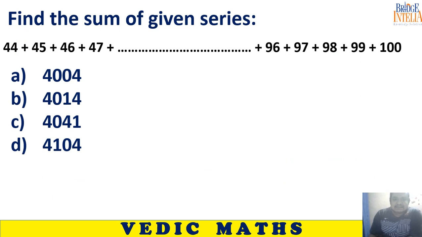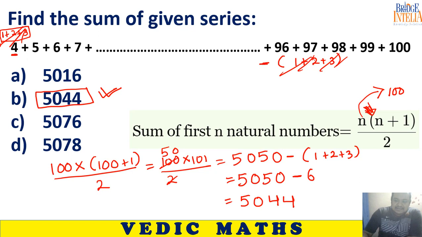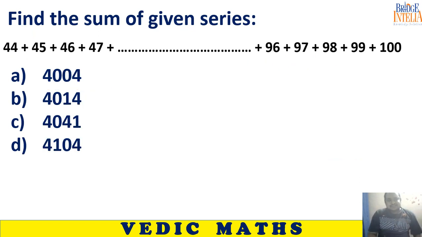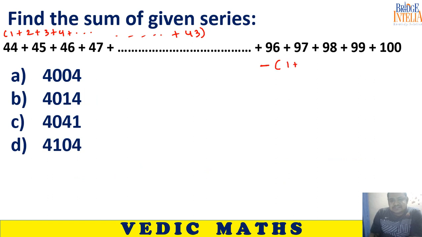Same. Find the sum of the given series. Now it is the same, but here so many numbers are missing. So 1 plus 2 plus 3 plus 4 up till 43 is missing. The logic is the same. Once you add these numbers, and after that you subtract these numbers, adding and subtracting will balance and you will get the correct answer. Fine. But this is a lengthy process.